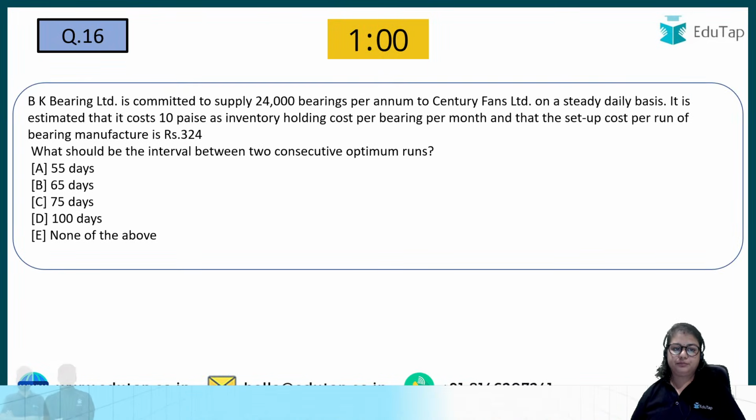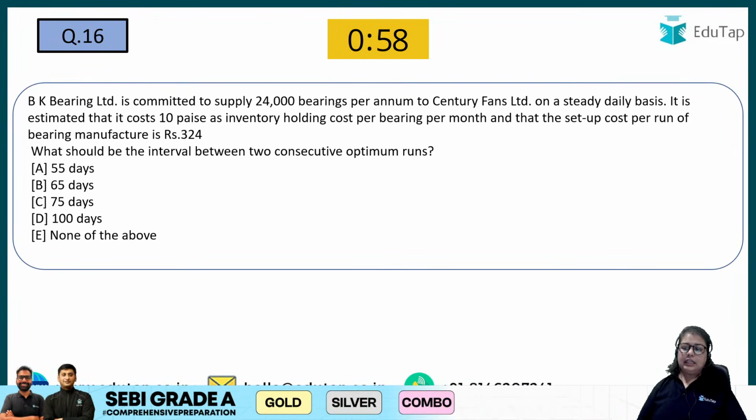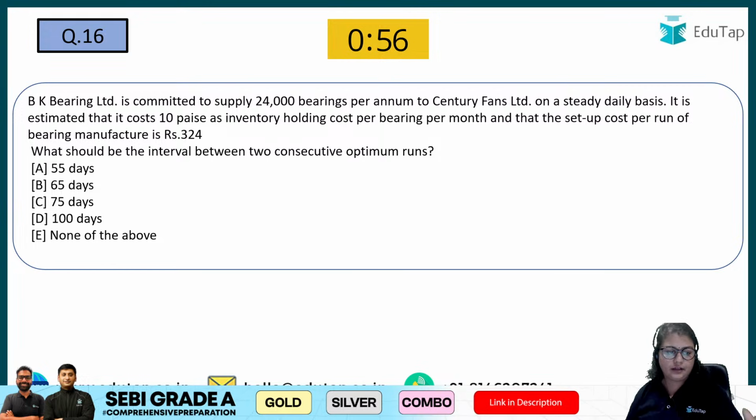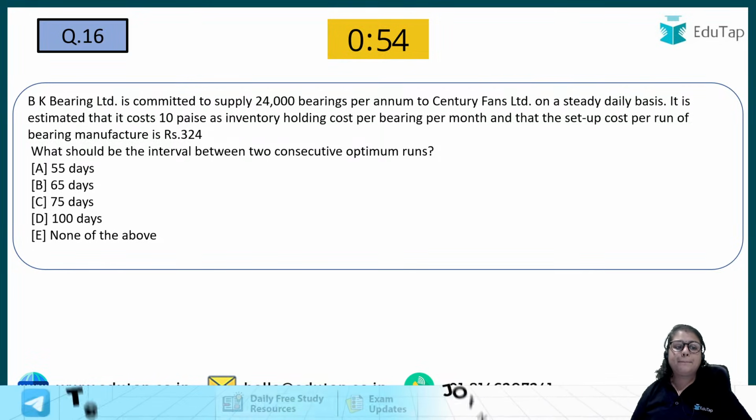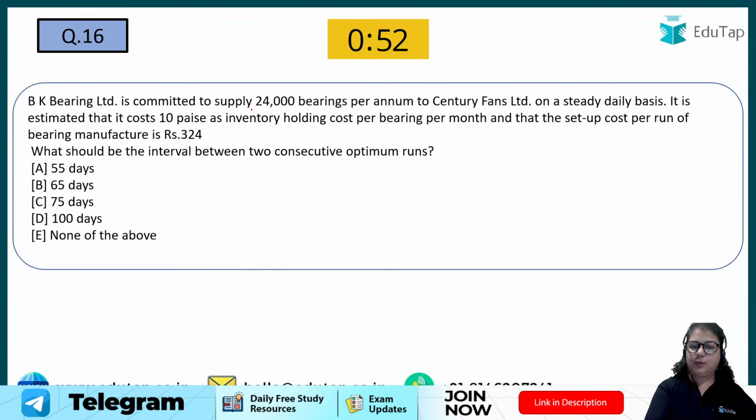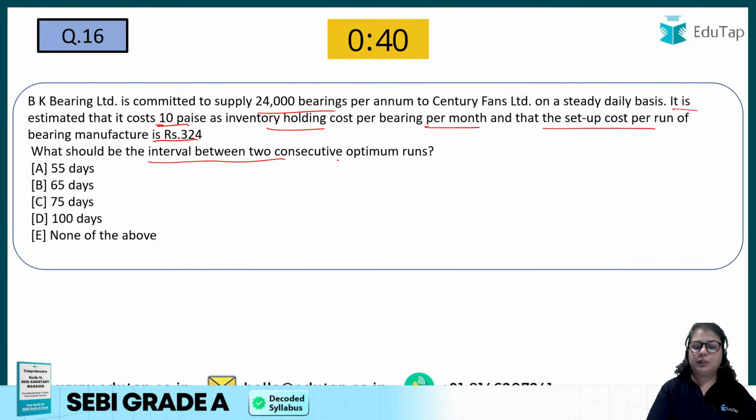Moving ahead, question 16. Again a similar question has been asked. BK Bearing Limited is committed to supply 24,000 bearings, and on a steady basis it is estimated that 10 paise as inventory holding per month, and the setup cost is 324. What should be the interval between two consecutive optimum runs?